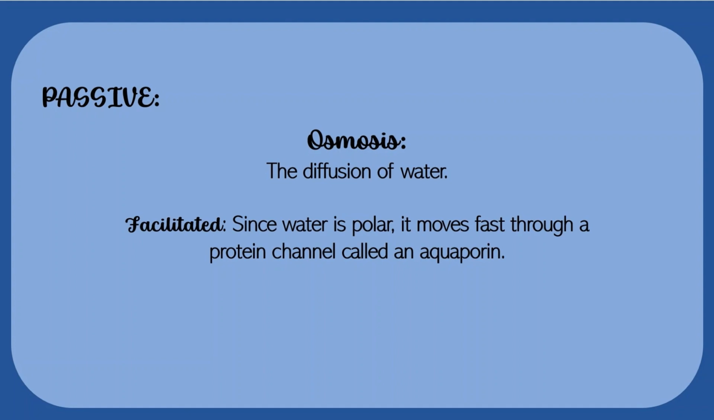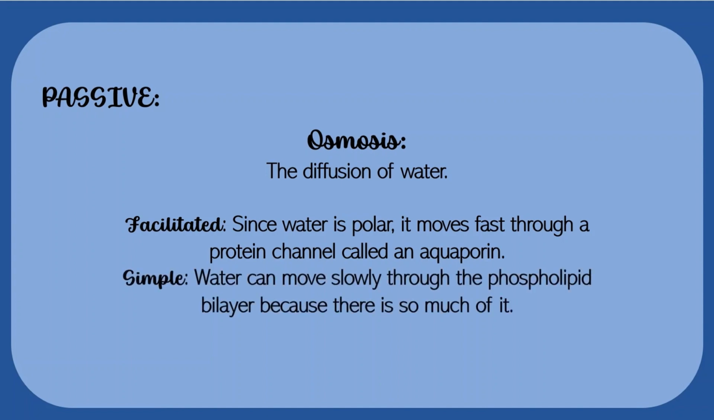Facilitated. Since water is polar, it moves faster through a protein channel called an aquaporin. The aquaporin makes moving water easier, which is why it's under the facilitated. Simple. Water can move slowly through the phospholipid bilayer because there's just so much of it. As you can see, facilitated is much faster and simple is slower.